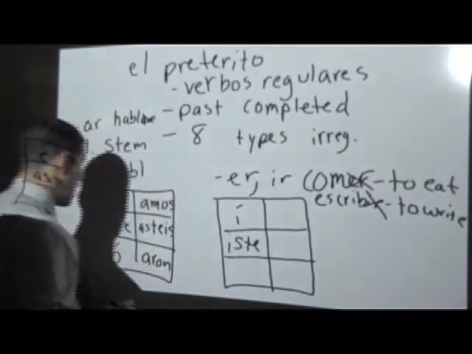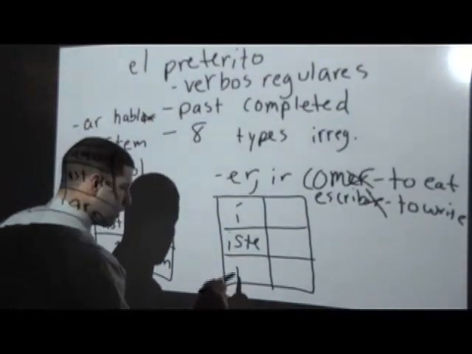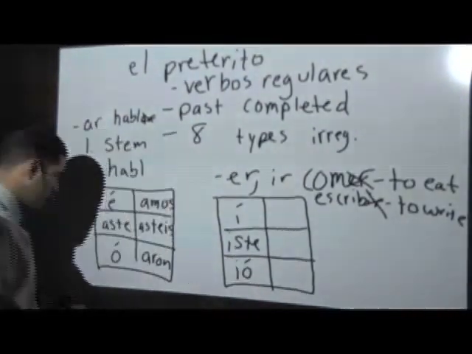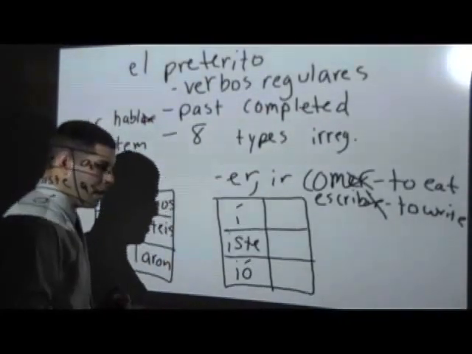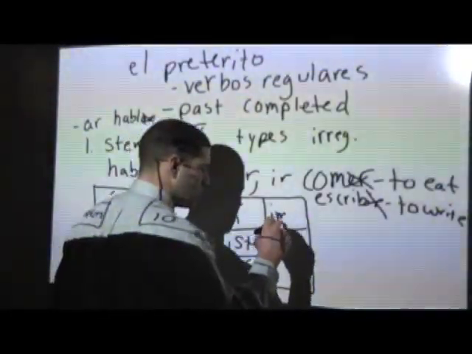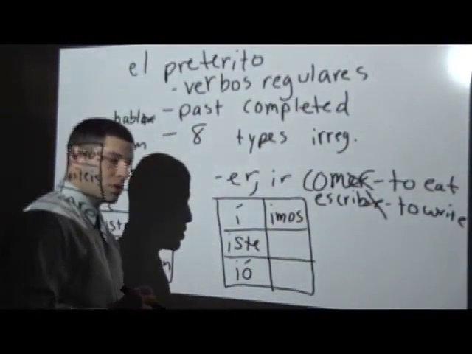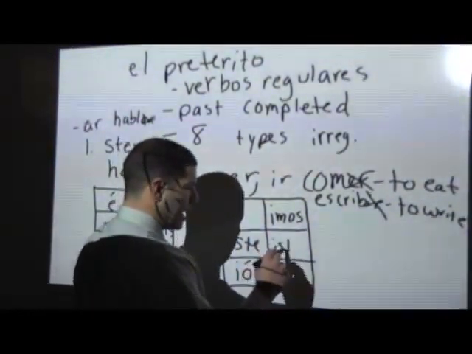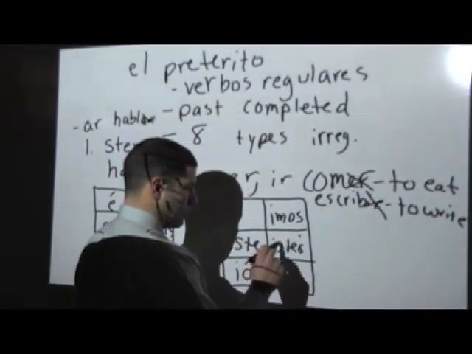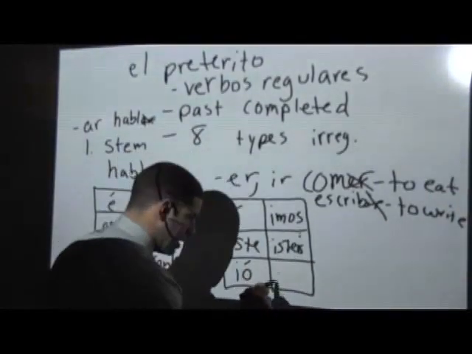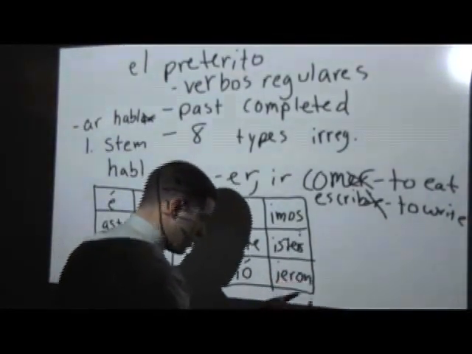So if you look at the similarities right there, iste. Instead of aste, it's iste. Yo, you keep the accent over the O, which is adding an I in there. And imos. Imos. Isteis. I in there. And ieron.